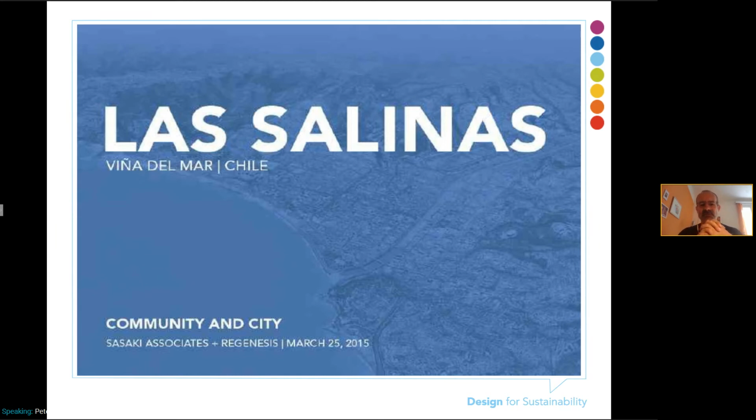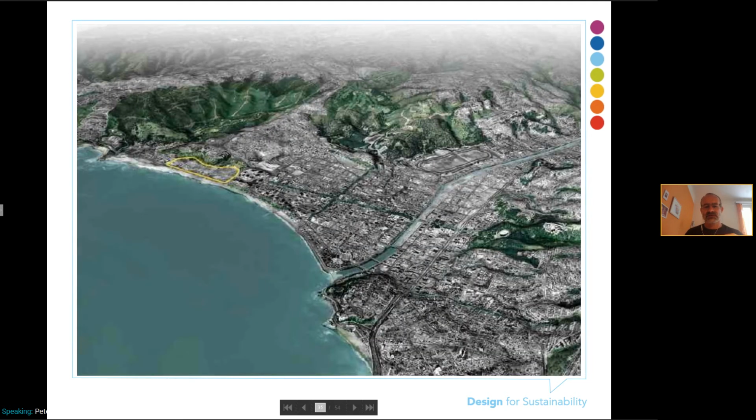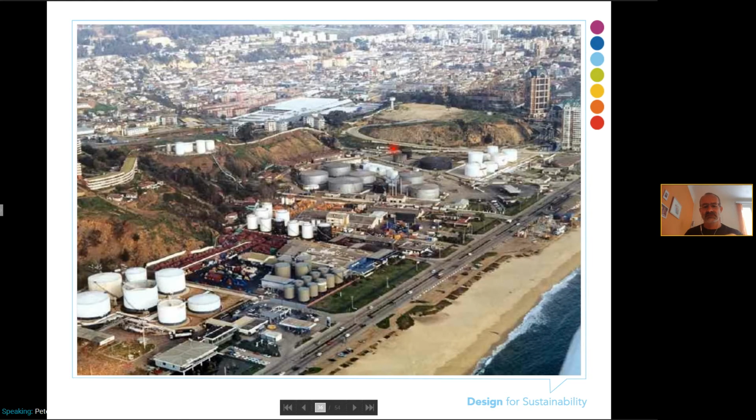The example is from Chile, on the west coast, the Pacific coast. Las Salinas is a city, or part of a city, and this is just an aerial view of it. We are looking at a small part of that city on the coast, and that place looked like this until maybe 10 to 12 years ago.